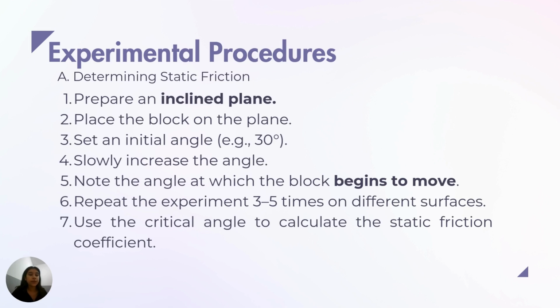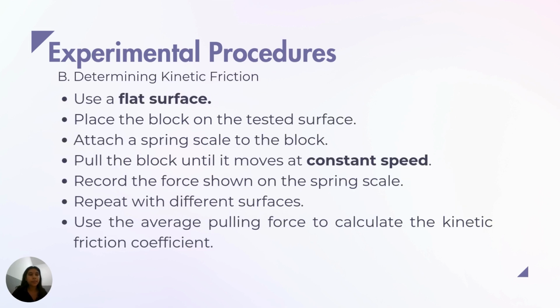Okay, for the experiment procedure, there are two. First is static friction, where one, prepare an inclined plane, two, place the block on the plane, three, set an initial angle, for example 30 degrees, slowly increase the angle, note the angle at which the block begins to move, and repeat the experiment 3 to 5 times on different surfaces, and use the critical angle to calculate the static friction coefficient.